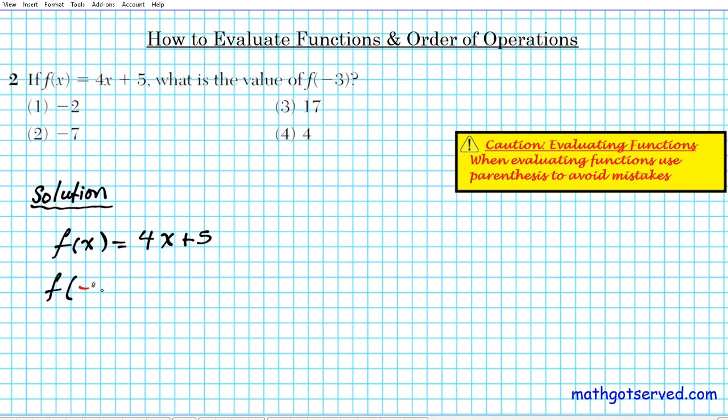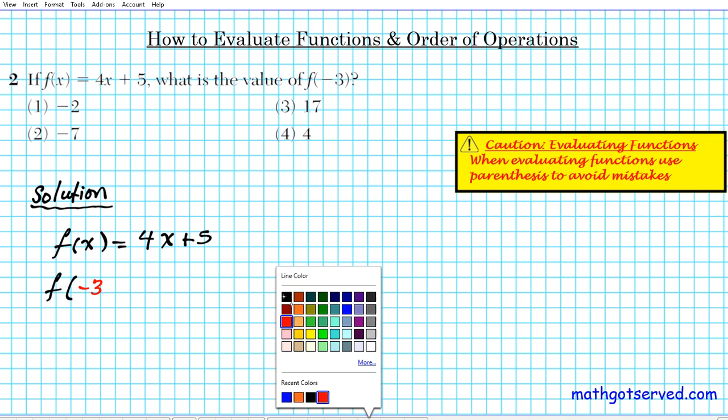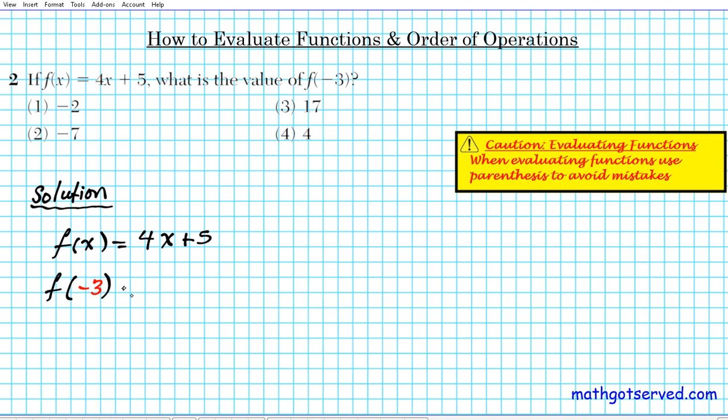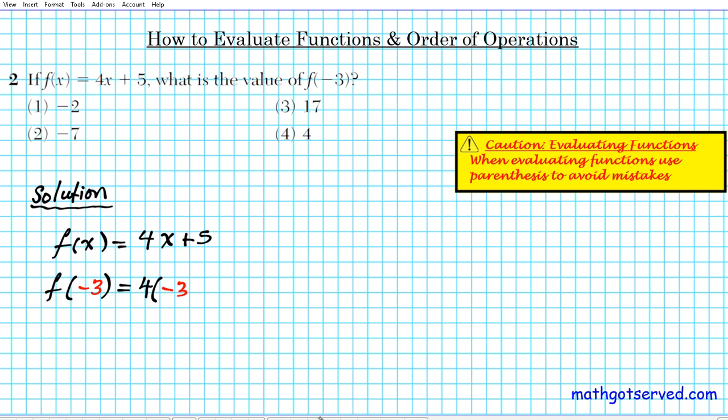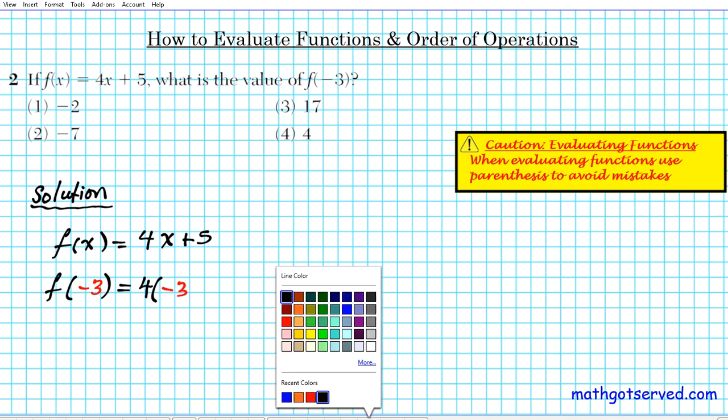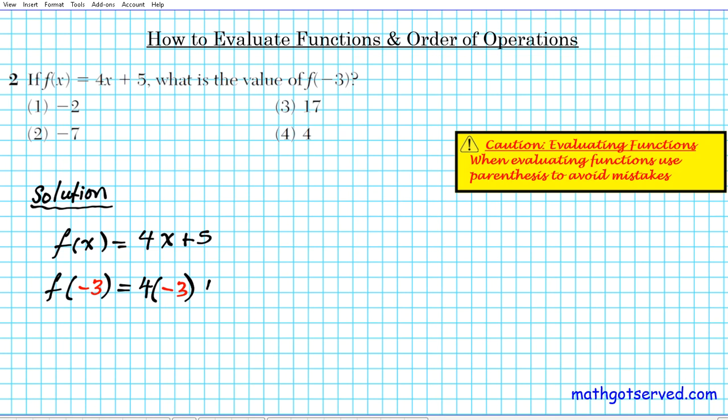Well, we just look at what f of x is, and that will tell us what f of negative 3 is, right? So f of x is a rule. What this function does is it multiplies the input by 4 and adds 5 to it. As simple as that. So whatever the input is, you just multiply by 4 and add 5. Now let's set it up here. We're going to have 4 times parentheses negative 3, close that, plus 5.